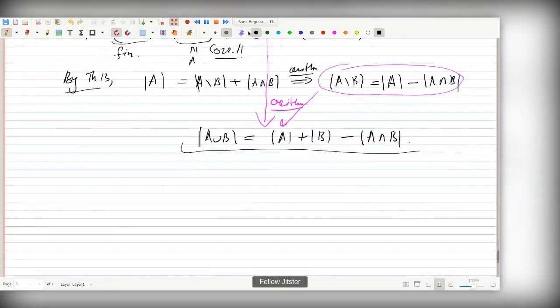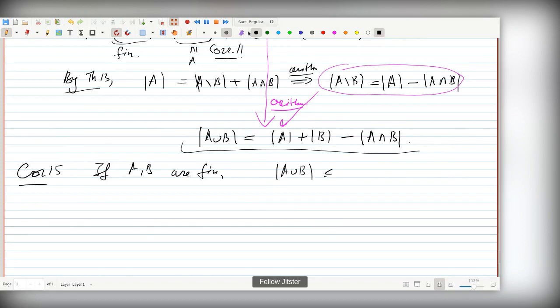And in particular, if A and B are finite, then the cardinality of the union is always less or equal than the sum of these two cardinalities, but in fact greater or equal than the greatest between them, the maximum. Because A is a subset of the union.